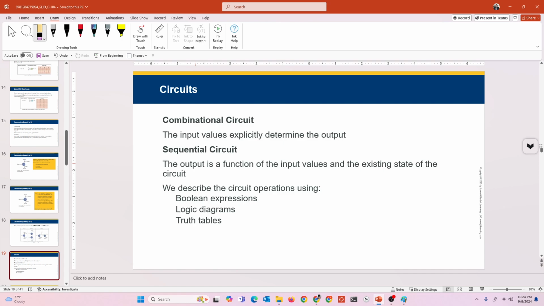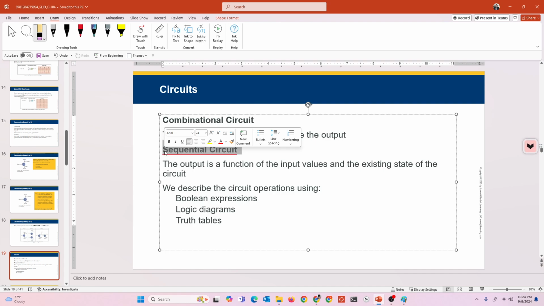Combinational circuit and sequential circuit. We'll explain them really quick. In combinational, you combine multiple gates into one. Sequential circuit, you add in time. Okay. Now we're going to add some type of time consideration.